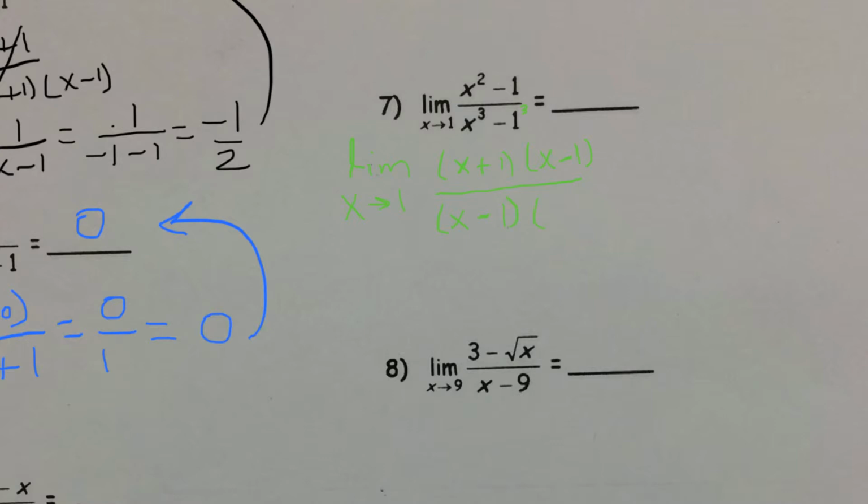Now my second factor is going to be a bit longer, and all I have to do is square this term, x squared. That doesn't look like a square.